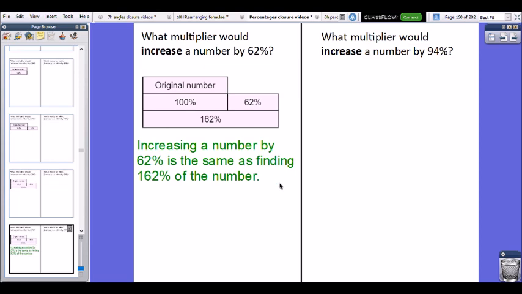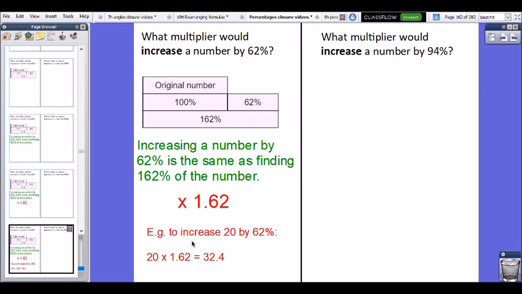So this means that whatever number I'm starting off with, if I multiply it by 1.62, okay, to get from 162 to my decimal, I divide it by 100. If I multiply it by this number, I will increase it by 62%. So this is my answer to the question, and I'm just going to show you how you would use this. For example, if I wanted to increase 20 by 62%, I would take my calculator and type in 20 multiplied by 1.62, and that gives me 32.4.